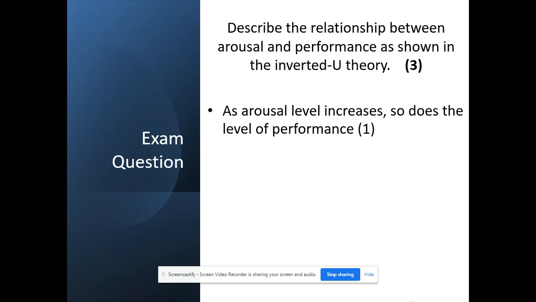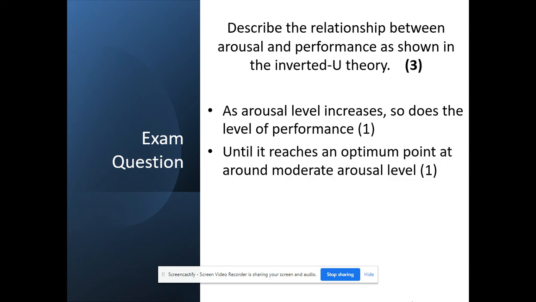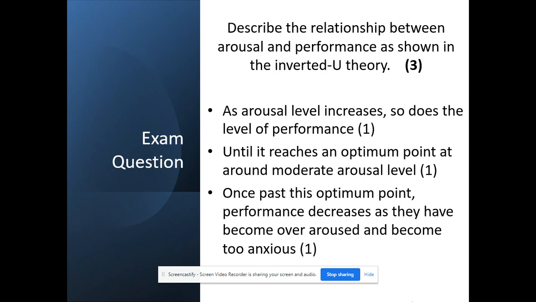Okay, so the answer is, as arousal levels increase, so does the level of performance until it reaches an optimum point around moderate arousal level. Once past this optimum point, performance decreases and they have become over-aroused and become too anxious. So there's 3 marks available for you there.